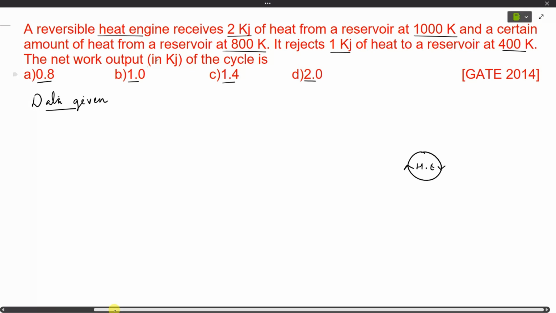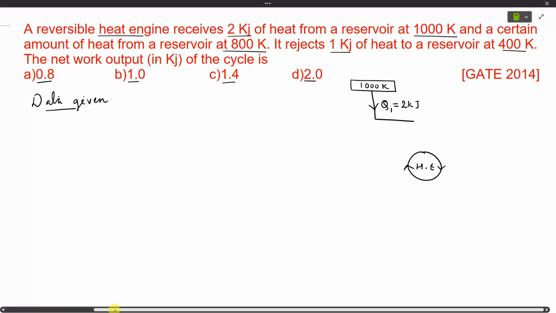and the heat engine receives 2 kJ of heat from a reservoir at 1000 Kelvin. So let's draw a reservoir having temperature 1000 Kelvin. So from this reservoir the heat engine receives Q1 amount of heat energy. Let's say it is 2 kJ as per the question.